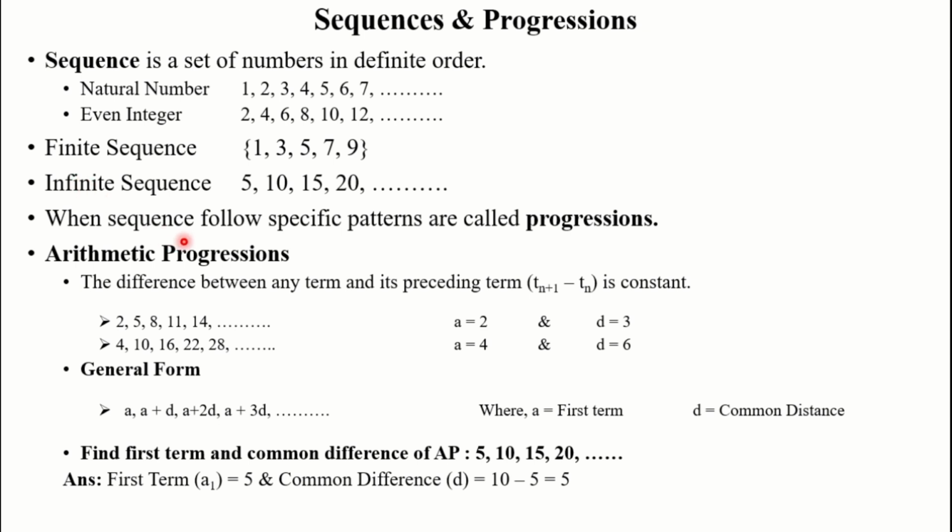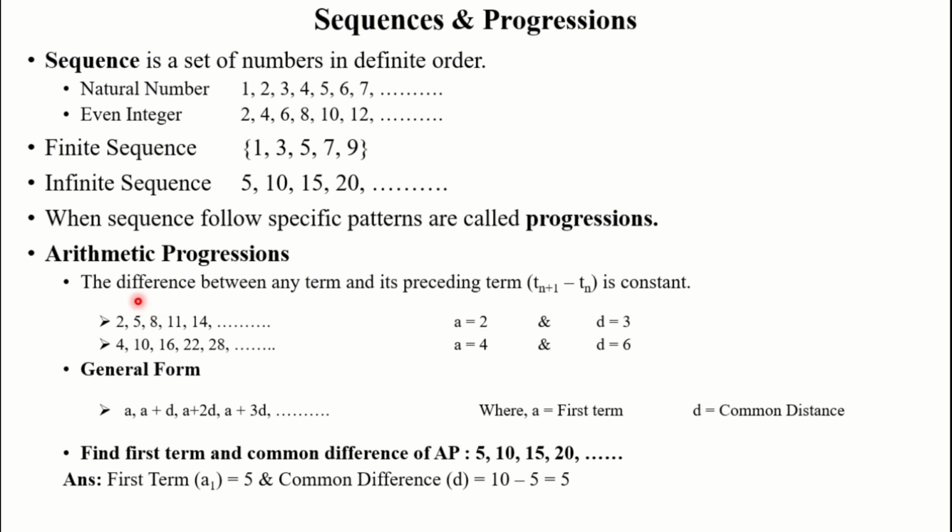And when a sequence follows a specific pattern, we call it a progression. There are three types of progression: arithmetic, geometric and harmonic. In this video we are going to see the arithmetic progression in detail. What is meant by arithmetic progression? An arithmetic progression is a list of numbers in which each term is obtained by adding a fixed number to the preceding term, except the first term. Such a progression or sequence we call an arithmetic progression.